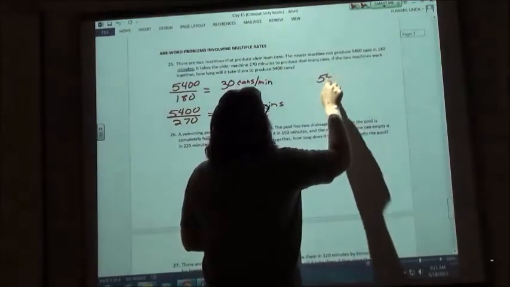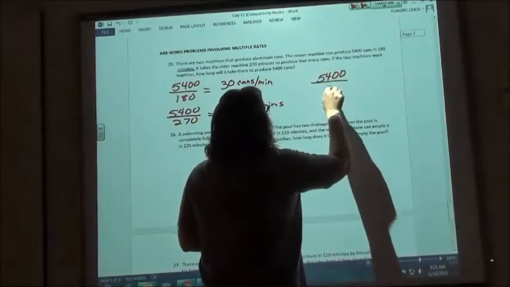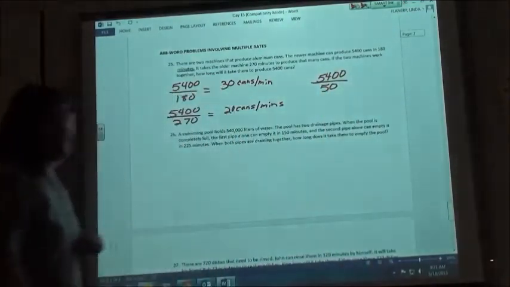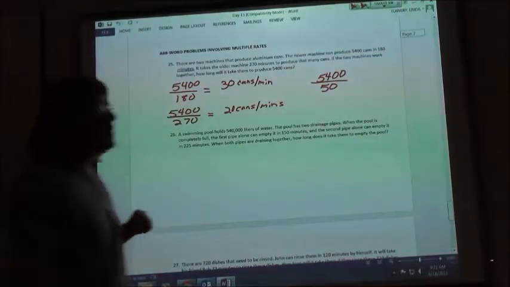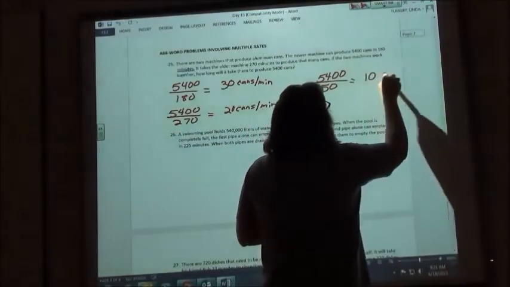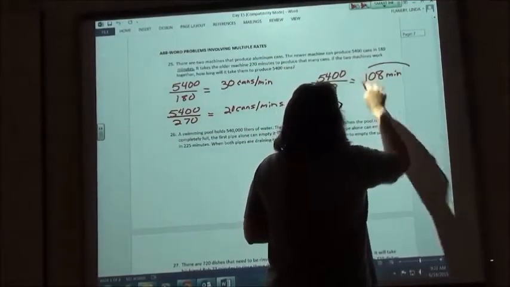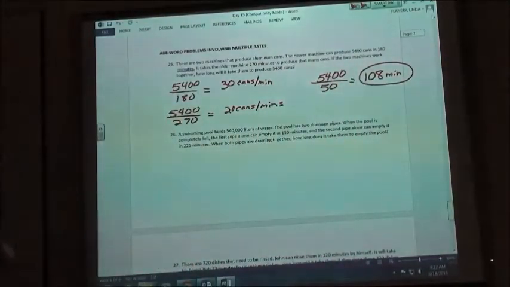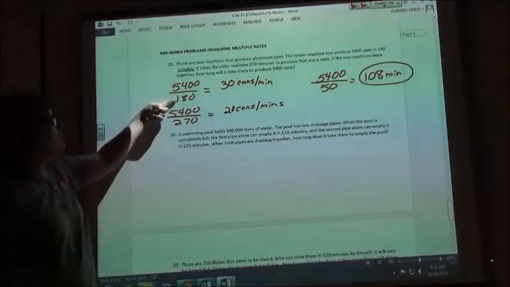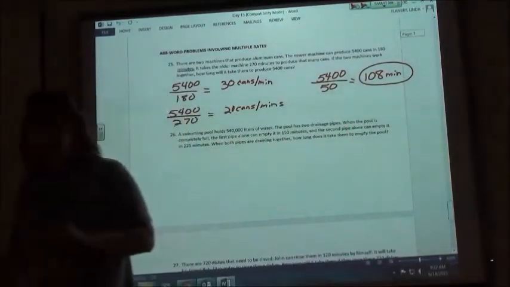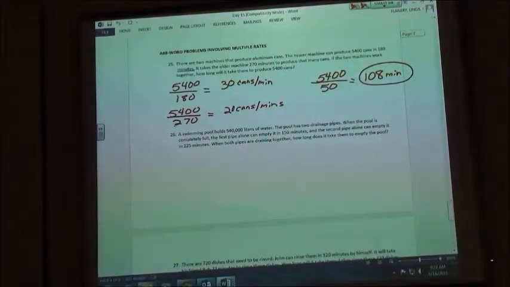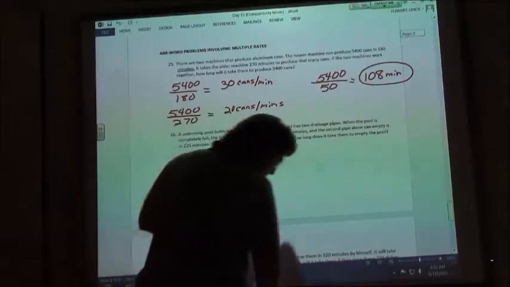They're still going to do 5,400 cans at a rate of 50 cans per minute. So if we take the 5,400 and we divide it by the 50, how many minutes does it take them together? 108 minutes. So the first one took 180, the second one took 270. They work together, obviously it should take them less time. It only takes them 108 minutes. So that's the way they're going to go about solving these.